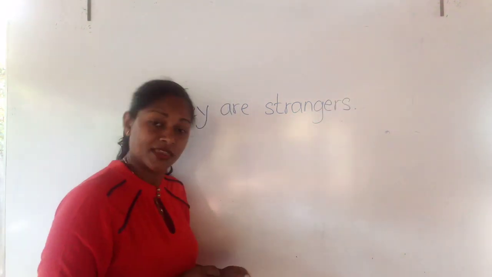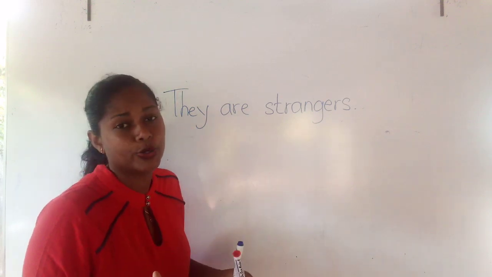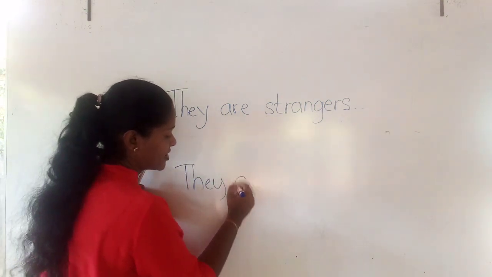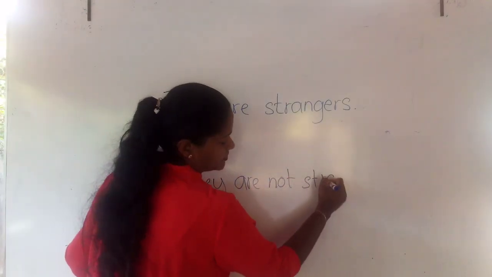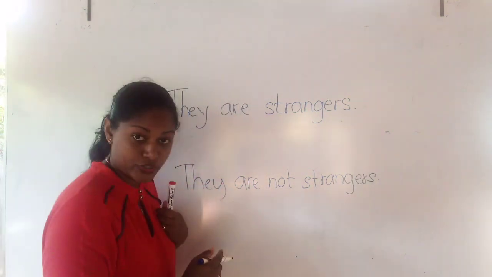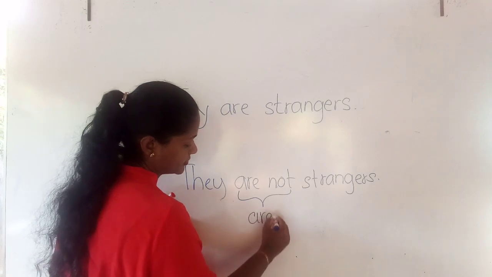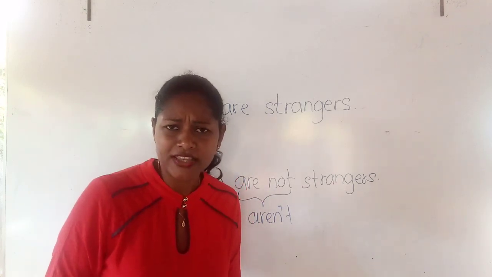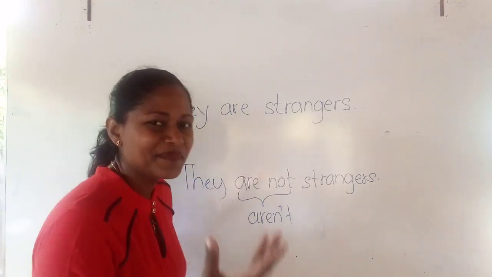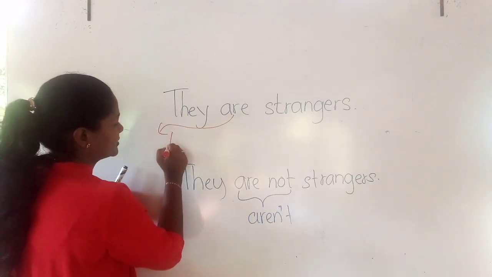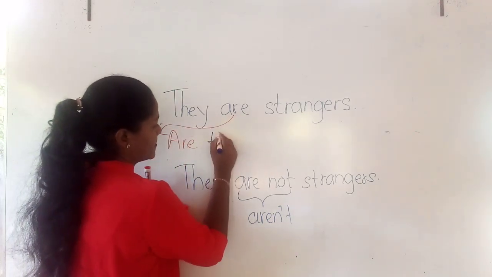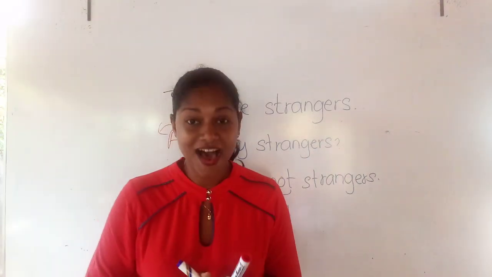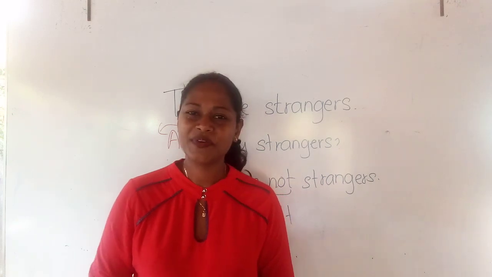They are strangers. Now we want to tell the negative of it. They are not strangers. Use are not. They are not strangers. Right. So as I taught you, you can make it short: they aren't strangers. Now you want to ask, are they strangers? Right, how do you tell? Same thing, take the be verb out. Are they strangers? So, I hope you understood the lesson.